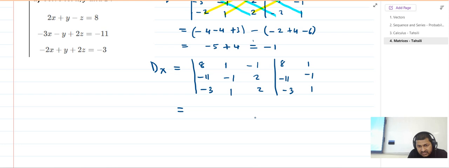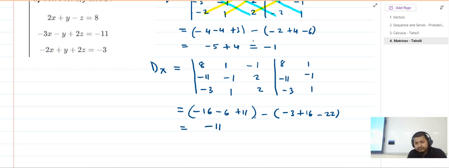The determinant of this is 8 times 1 times 2, that's 16, -6, 1 minus, so +11, right? You can check that out by highlighting. There's -3, +16, and -22. So I just need to add up all these. That's -22 + 11, that's -11. -22, this is -22 - 3, that's -25 + 16 is -9. So I'm going to get +9, so that's -2.